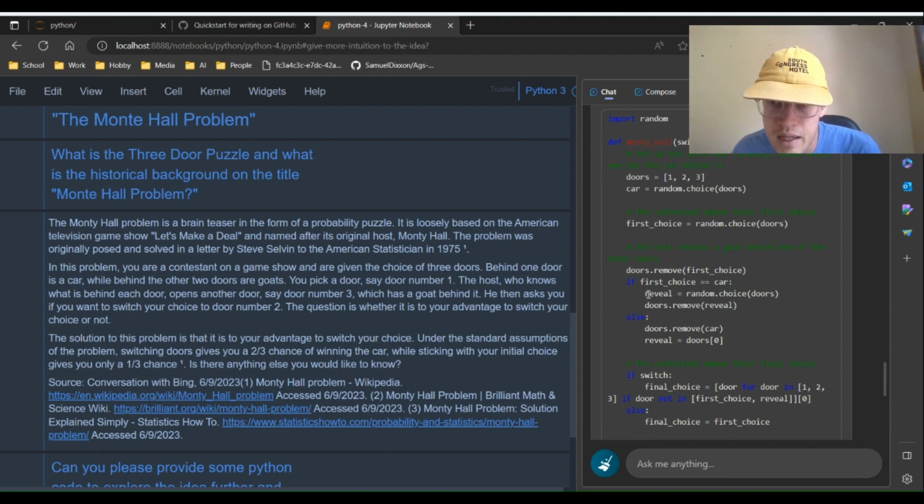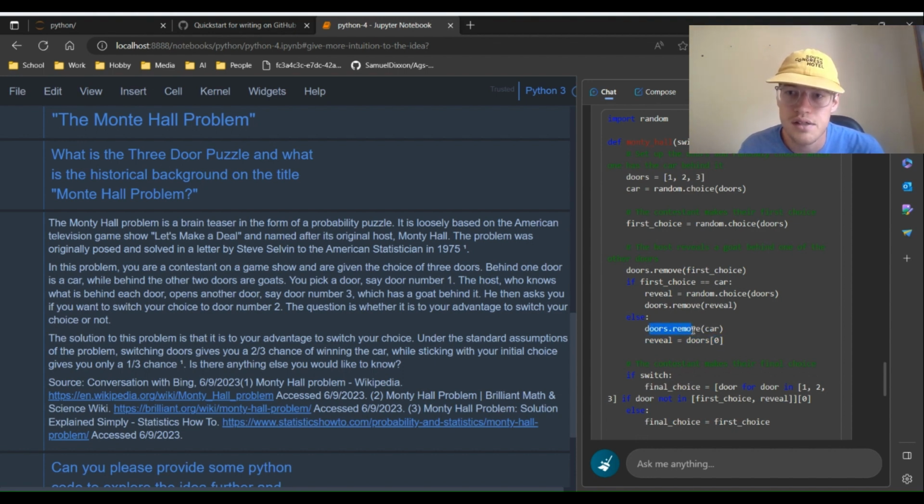there's gonna be a new variable called reveal defined, and that is gonna be one of the doors. So this is the host essentially revealing that the goat is behind one of the other doors, and so we're gonna reveal one of those doors, right? So the host has to reveal one of the other doors, and then we're gonna remove it. And if the first choice is not the car, then we're gonna remove car from the doors as well. And then we're going to have reveal be the other selection.